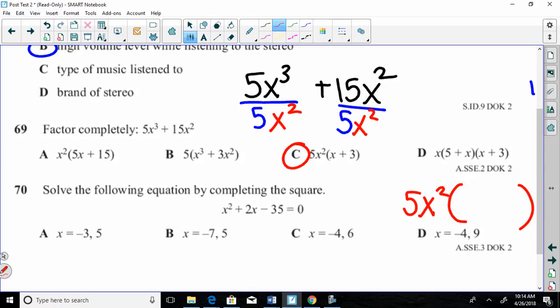C. If there was another one with 5x squared, remember you divide it. So what's 5 divided by 5? 1. And remember you just subtract the exponent. So what's 3 minus 2? 1x. And then 15 divided by 5, 3, and what happens with the x squares? Let's cancel, because 2 minus 2 is 0. That's 10.